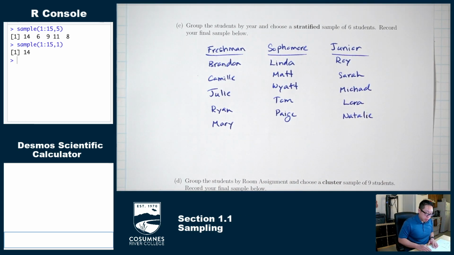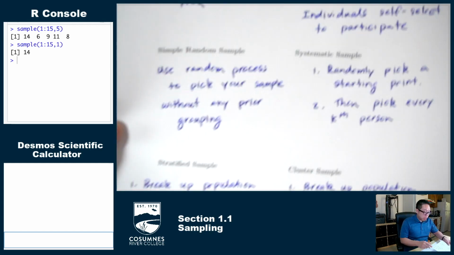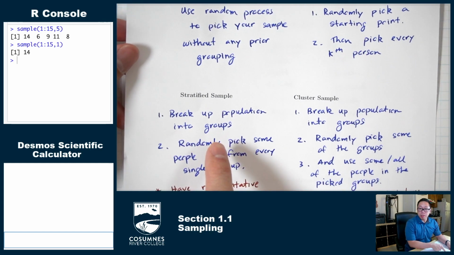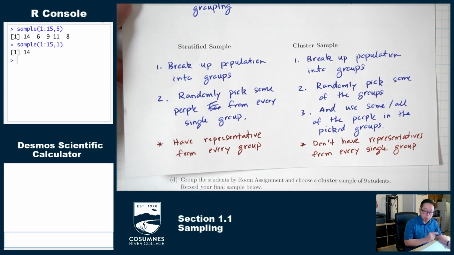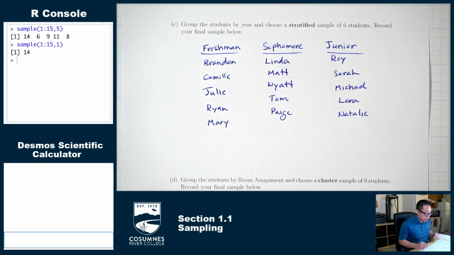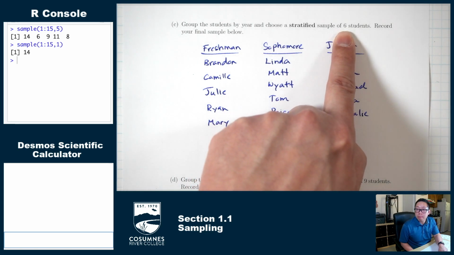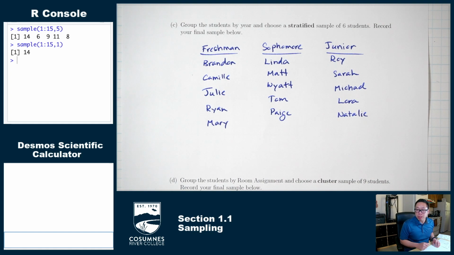Now, remember, for a stratified sample, after you break up the population into groups, you're going to pick some people from every single group, because you want to make sure that you have representatives from every group. So here, I broke up my population into groups, and I want to make sure that I choose some people from every single group. And I want 6 students total, so I need to choose 2 students from each group.